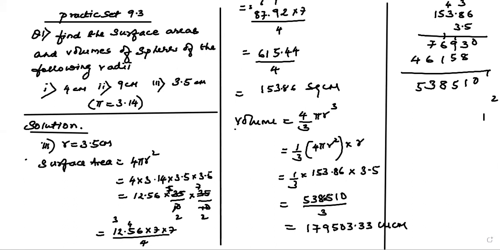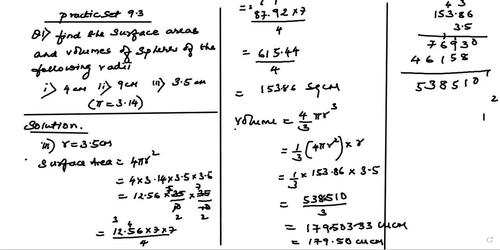538 point. Here the point comes. So here it will come as, just have a look at this answer, children. The answer will be 179.5033. Okay, whatever it is. So if you want, you can write 179.5, okay, 179.50 cubic centimeter. Okay, children, we go to the next sum.